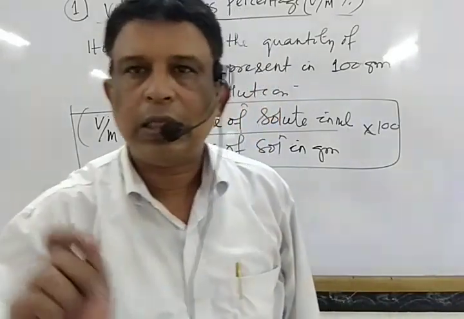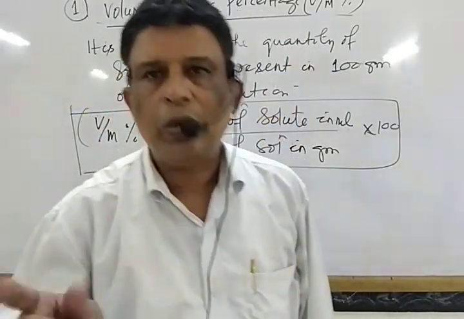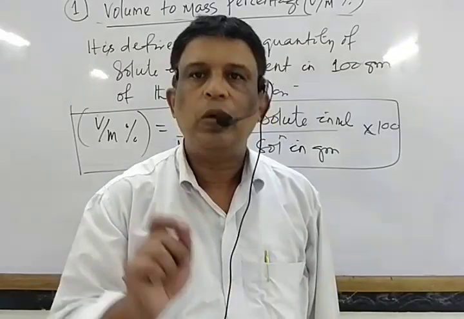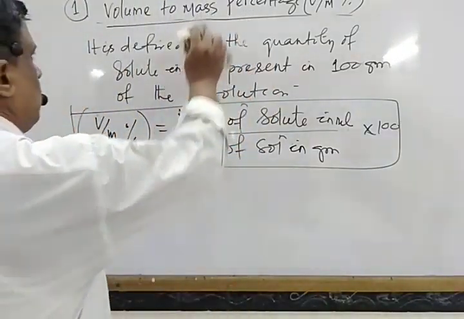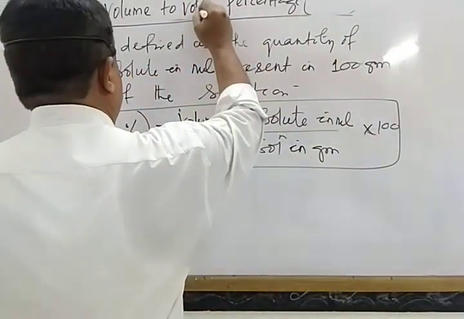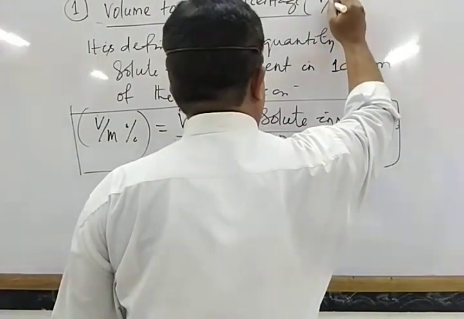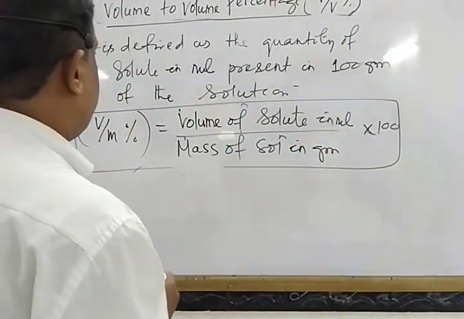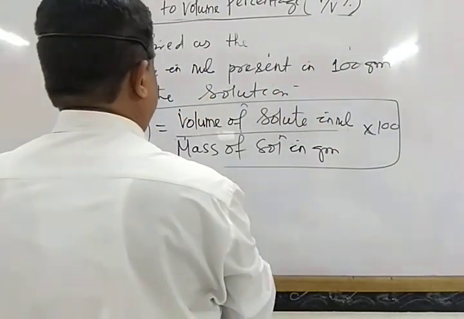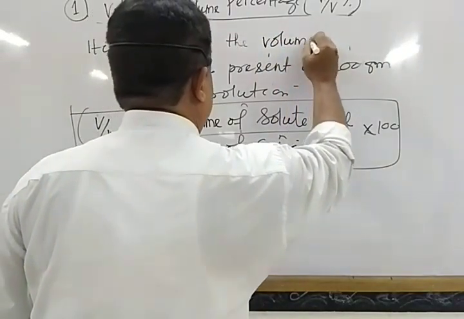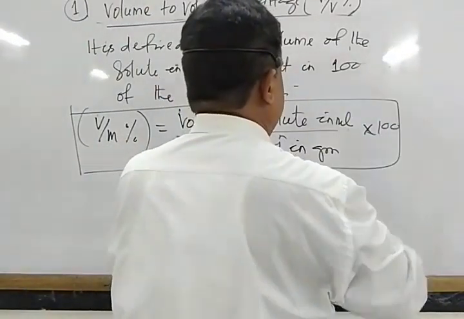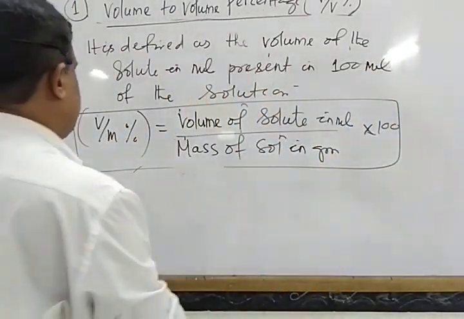First one, mass to mass percentage, then mass to volume percentage, then volume to mass percentage, then the last one is volume to volume percentage. Mark that. Volume to volume percentage, that is V by V percentage. It is defined as the volume of the solute in ml present in 100 ml of the solution.